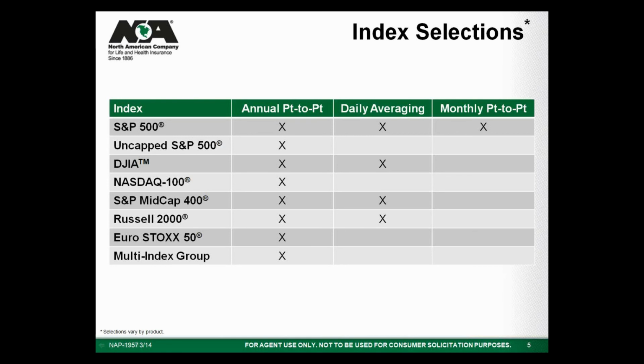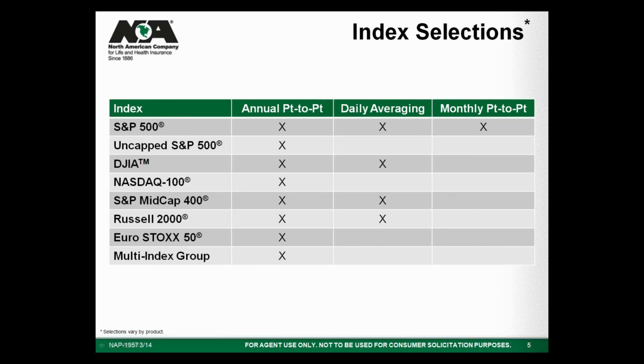So on our index selections, we have 13, and that's on the Builder and Guarantee Builder. We have 7 on the Rapid Builder. So you can see on the annual point-to-point what we have there, we use the S&P, the uncapped S&P, Dow Jones, NASDAQ, mid-cap on the S&P, Russell 2000, Euro stocks, and then we have a multi-index group, and then within those we do offer some daily averaging and then some monthly point-to-point.